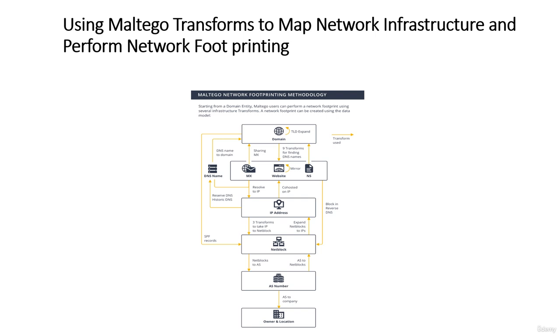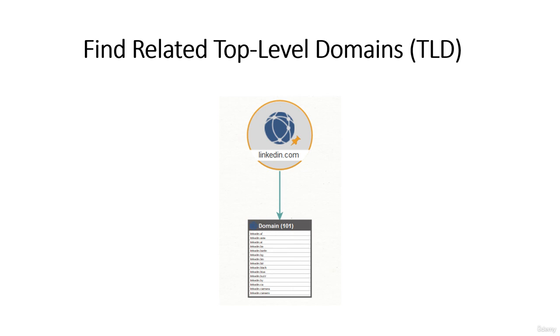Now we will talk about finding related top level domains. Starting at the top of the model with the target domain, we see an arrow labeled TLD expand, pointing from a domain back to a domain. This step searches for top level domains that belong to the target organization, a step that allows analysts to grasp the overall interconnected infrastructure, especially in an international organization.